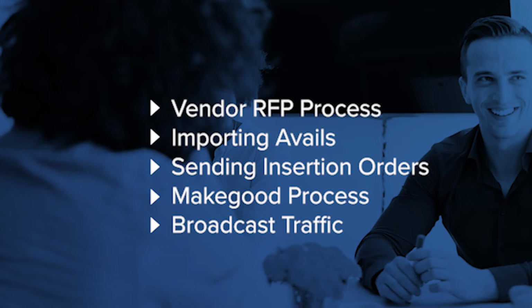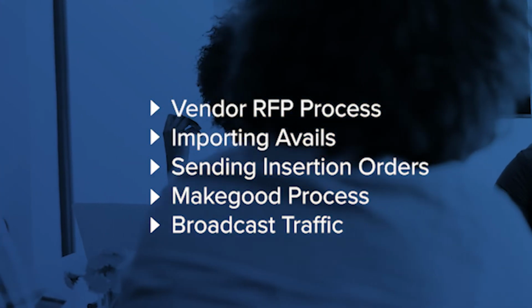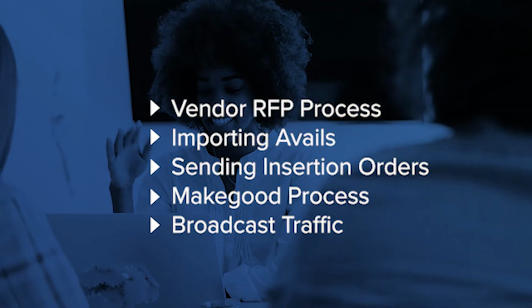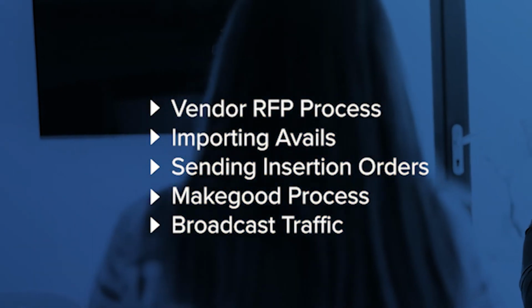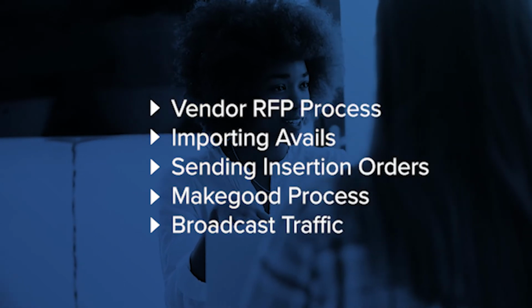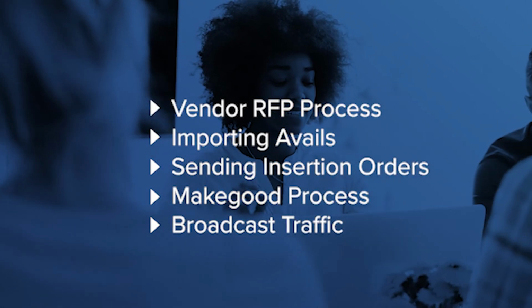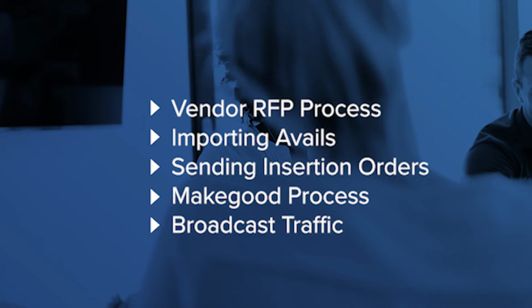Today, we will be reviewing how to utilize the Broadcast Worksheet by reviewing the features that will ultimately save your agency time, increase effectiveness, as well as reduce risk. Some of the features we'll cover today are the vendor RFP process, the ability to import avails, sending insertion orders through the platform, the make good process, as well as traffic instructions. Combined, this process will not only save you time by eliminating manual planning and buying via Excel, but it will also streamline your media process significantly. Sound good? Let's get started.